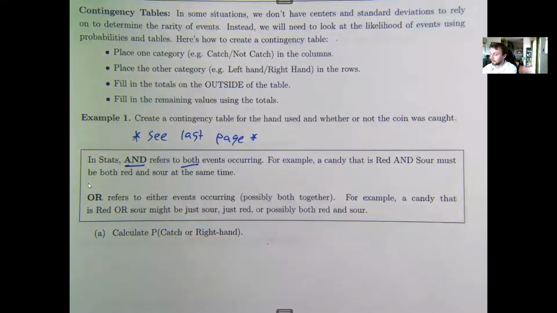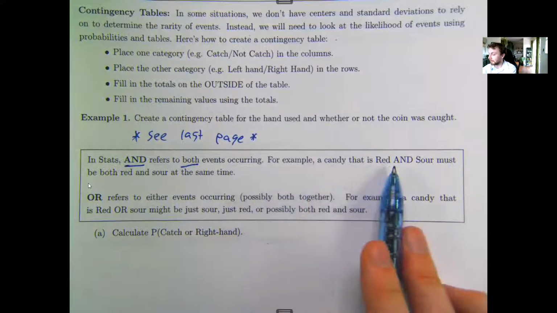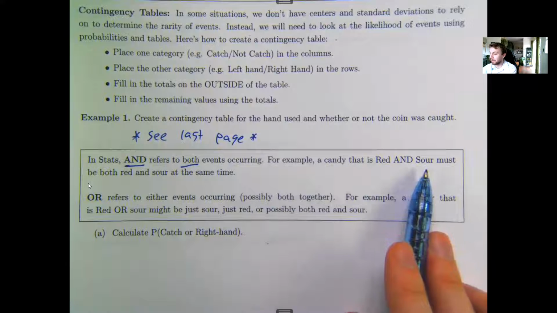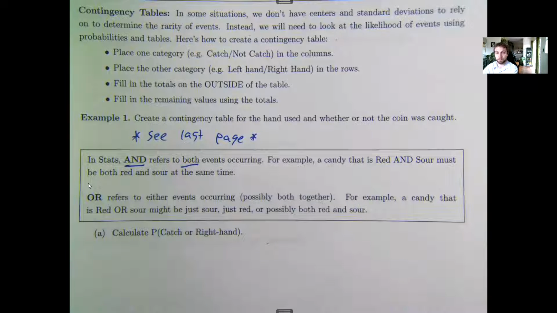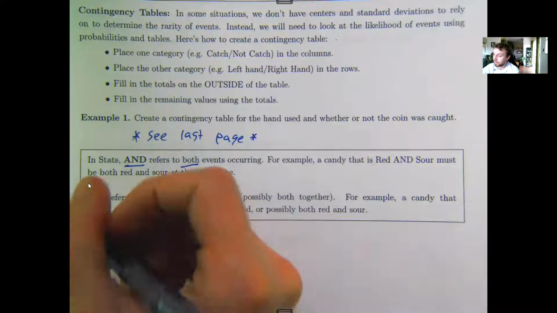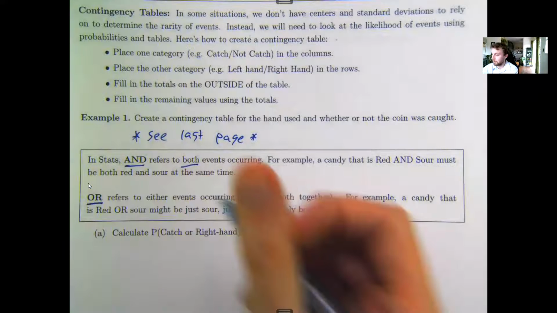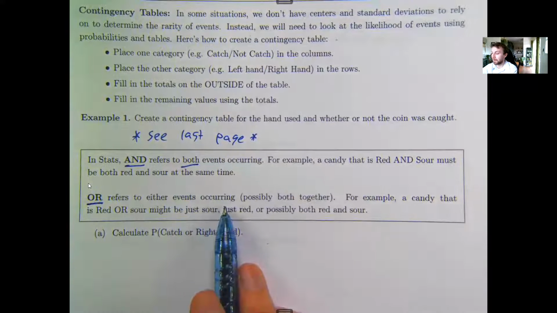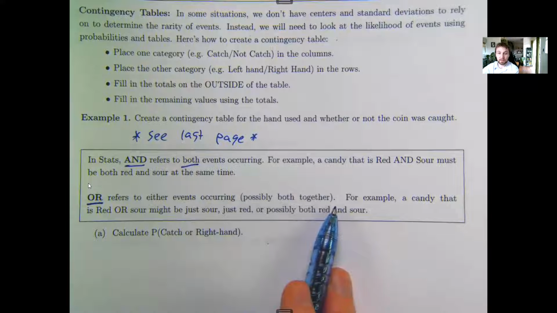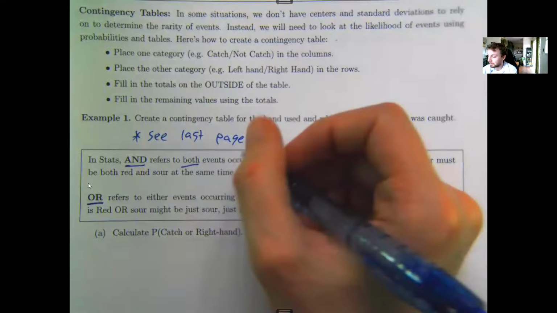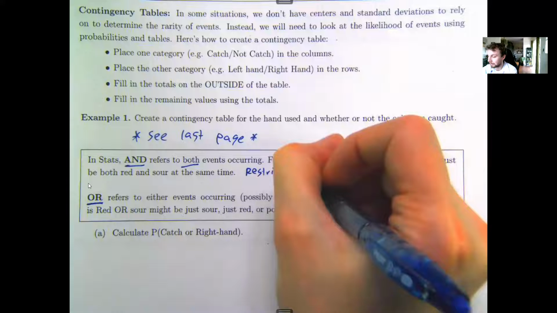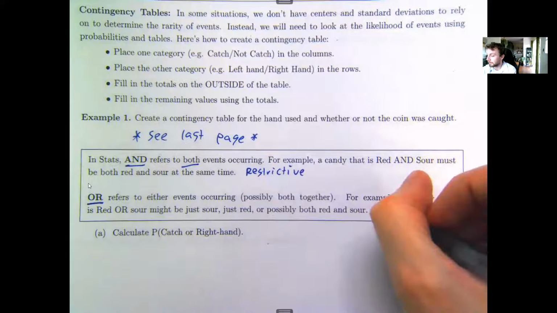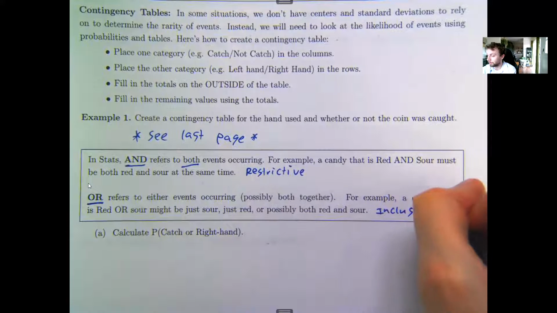So for example, if I say, I want a candy that is red and sour, it has to be both red and sour at the same time. The word "or" in stats refers to either thing happening, possibly both together. So "and" is restrictive. It gives you fewer options. You want those things together. "Or" is inclusive. It gives you more options.